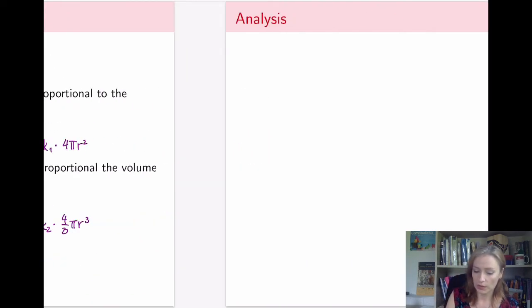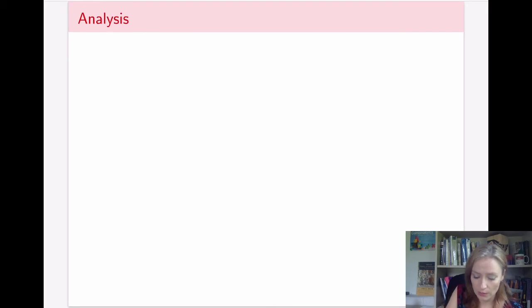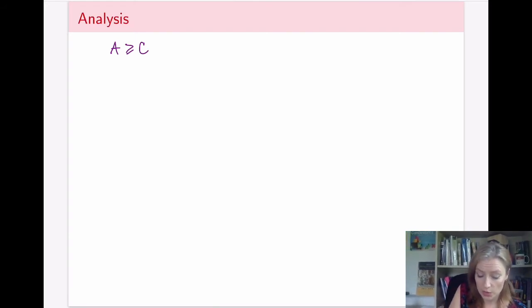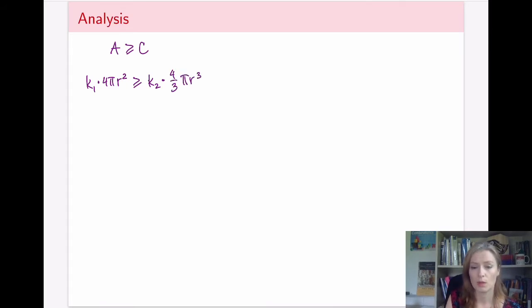Okay, so let's do this here. So what I want is that the absorption is greater or equal than consumption. From the last slide, my absorption was K1 times 4 pi r squared. And I would like that to be greater or equal than consumption, which from the last slide was K2 times 4/3 pi r cubed. Okay, let's reshuffle things a little bit.